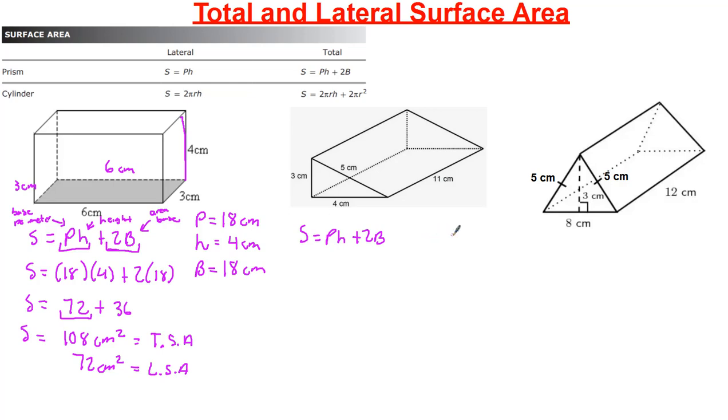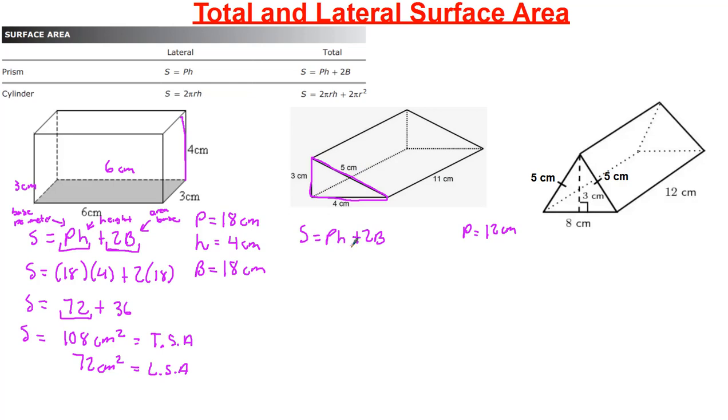Alright, we need to figure out P first. Now, as you can see, this is a completely different shape. Now, perimeter of the base. This is a triangular prism, so my base is the triangle. What you have to remember here is all you're doing is you're adding them up. So 5 plus 4 is 9, plus 3, 10, 11, 12. So this is going to be equal to 12 centimeters. That is going to be the perimeter of the triangle.